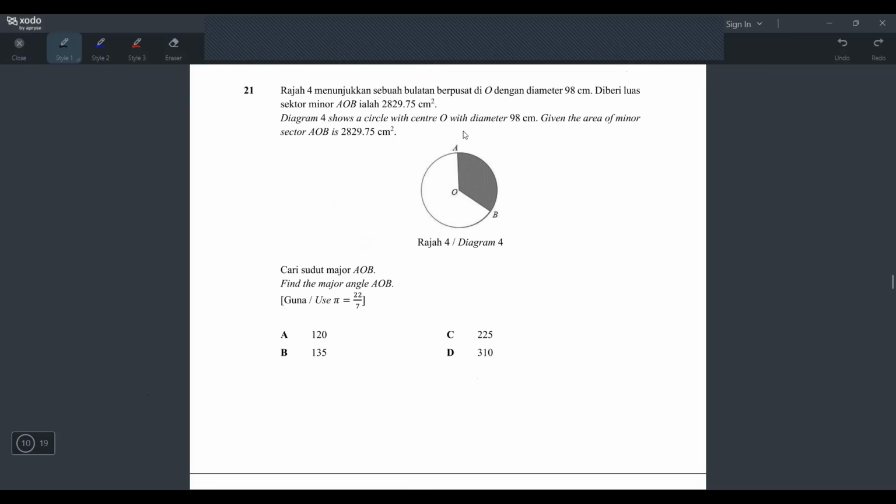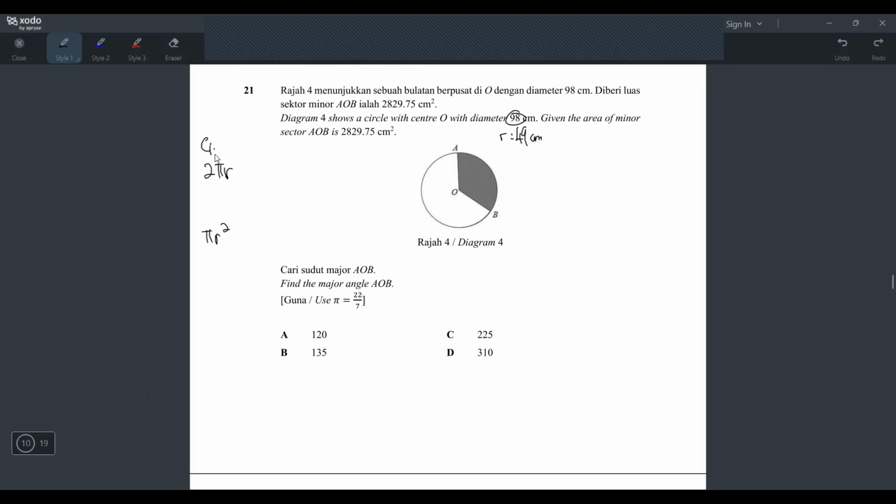Number 21. Diagram 4 shows a circle with center O with diameter 98. Straight away divide by 2, because all the formulas we learn use radius, don't use diameter, right? So 49. The reason why I changed to radius is because I know all my formulas. We have 2 formulas, right? One is 2 pi r, one is pi r square.